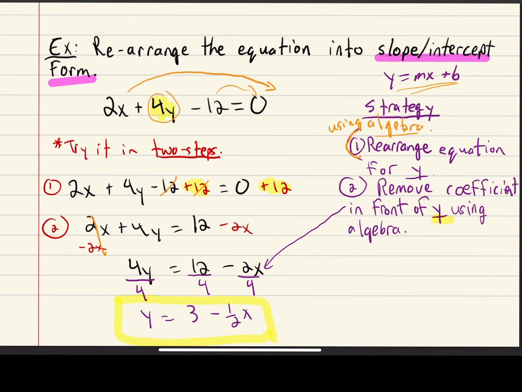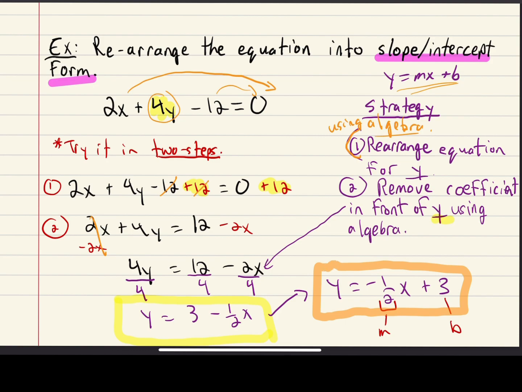So I can see here that once I divided both sides by 4 to get rid of the coefficient in front of y, everything else simplified. And what we want is the simplified version. So I'm going to rewrite this equation here as y equals negative 1/2 x plus 3, where this is going to be your m, and then that is your b. And I'm just going to circle it in orange here so we can see the final equation.